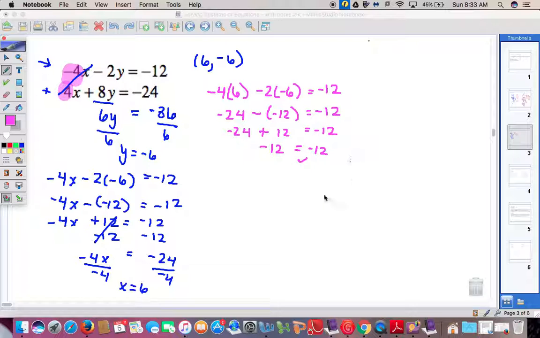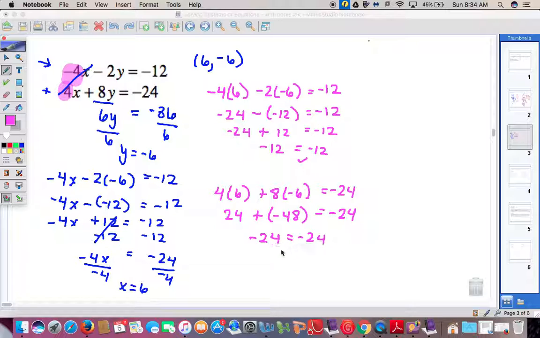So I know that I am correct. Now let's substitute it into the second equation just to verify, so I would have 4 times 6 plus 8 times negative 6 equals negative 24. 4 times 6 is positive 24. 8 times negative 6 is negative 48. So 24 plus a negative 48 would be a negative 24. And negative 24 equals negative 24. So I know that that solution is also a true solution.